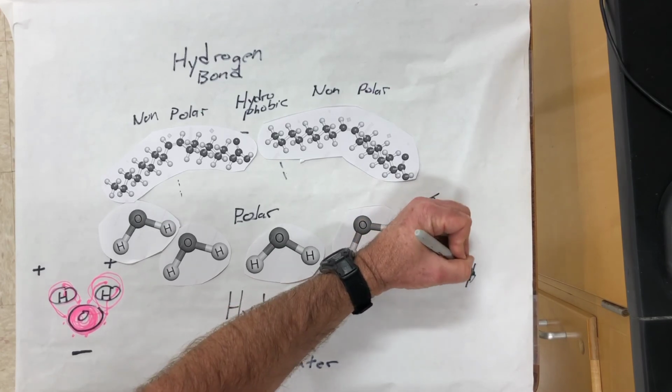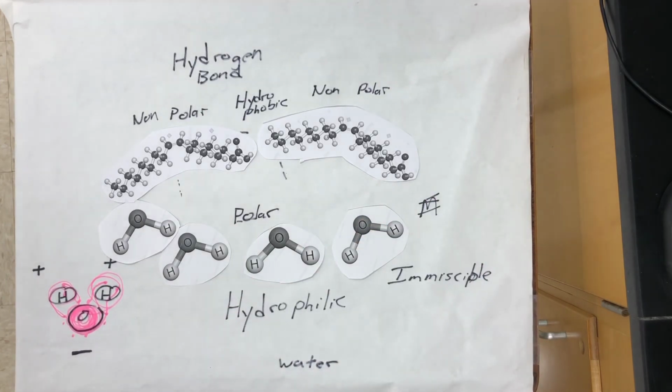When these substances mix together, we say that they are miscible, and when they don't mix together, we say that they are immiscible.